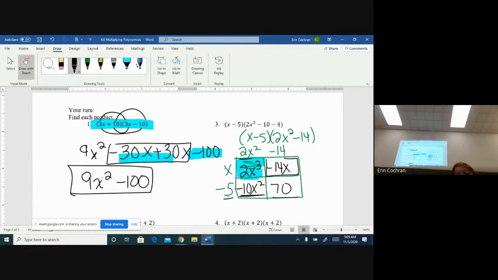Now, do we have any like terms here? No, we don't. So we don't have to combine anything. We just have to list it in standard form. So what would go first? 2x to the third, then minus 10x squared, minus 14x, and then plus 70. And there you go. Okay. All right. Any questions with this? You guys feel okay?